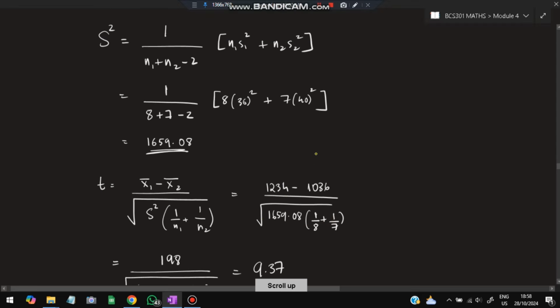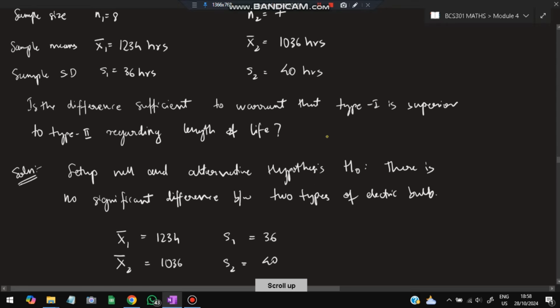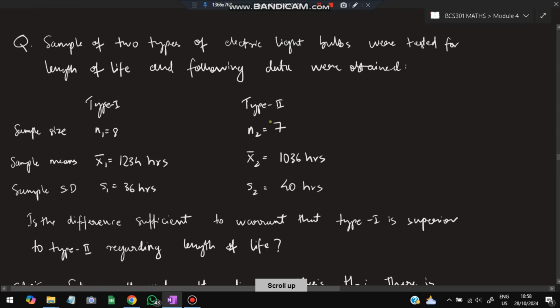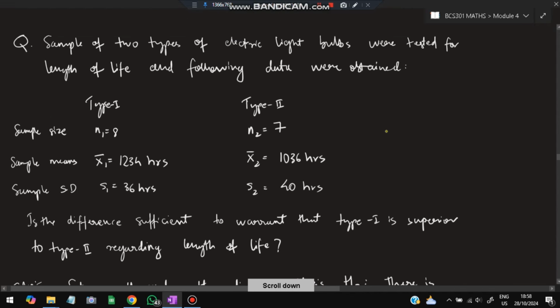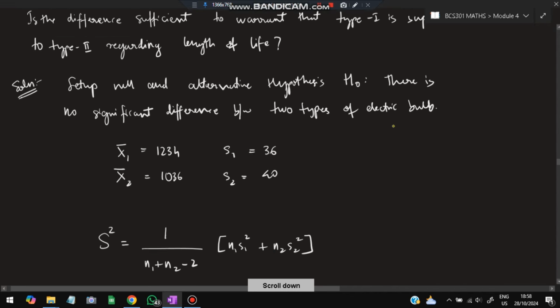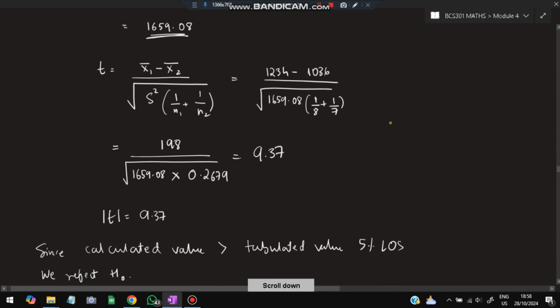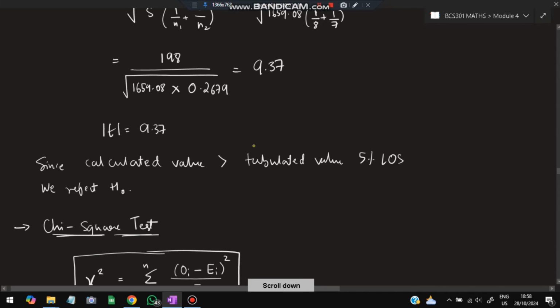Now t is 9.37, and here they have not given anything, so we'll consider 5% LOS. And after considering 5% LOS, the value of t at 0.05, what is the value you get from the table? That value you will compare with the value which you have got.